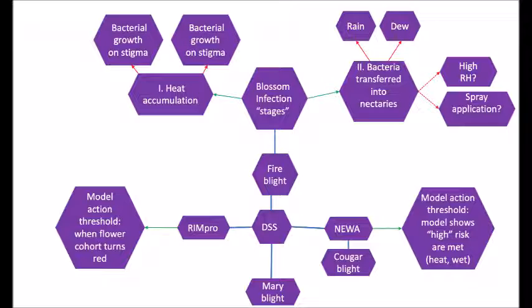So with this little model, it looks like you're splitting up NUA and Rimpro and Mary Blight. Would any of those, does this help with when to spray or not spray versus when to time those?